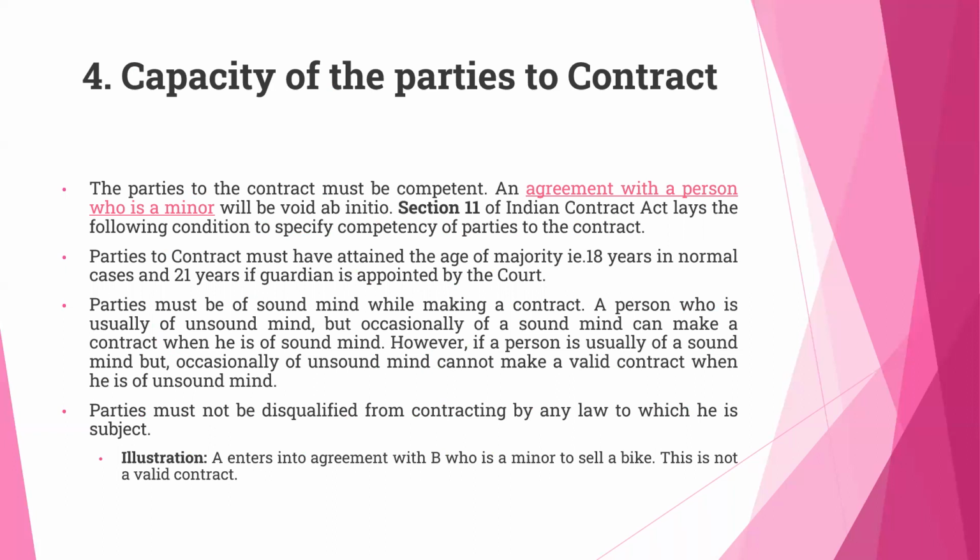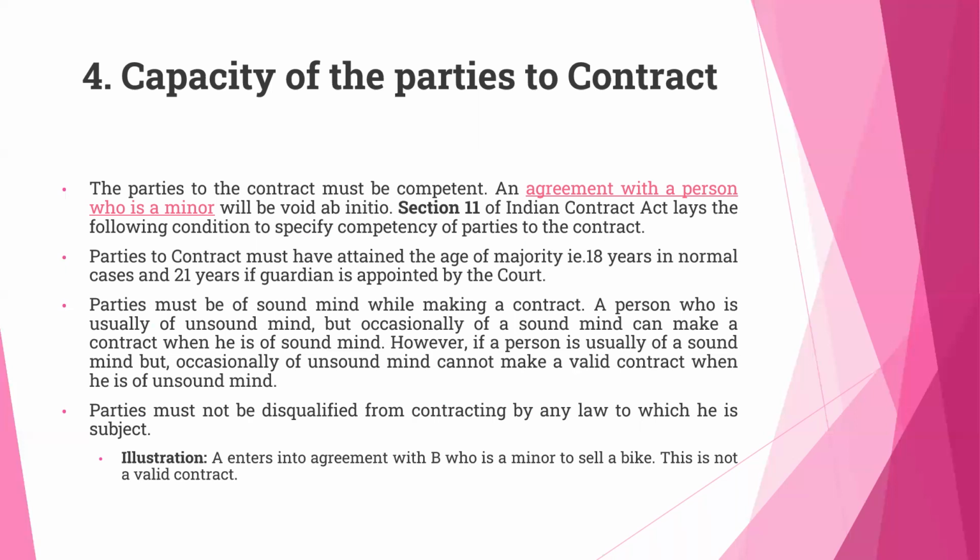Parties must be of sound mind while making a contract. A person who is usually of unsound mind but occasionally of sound mind can make a contract when he is of sound mind. However, a person who is usually of sound mind but occasionally of unsound mind cannot make a contract when he is of unsound mind. Parties must not be disqualified from contracting by any law to which he is subject.